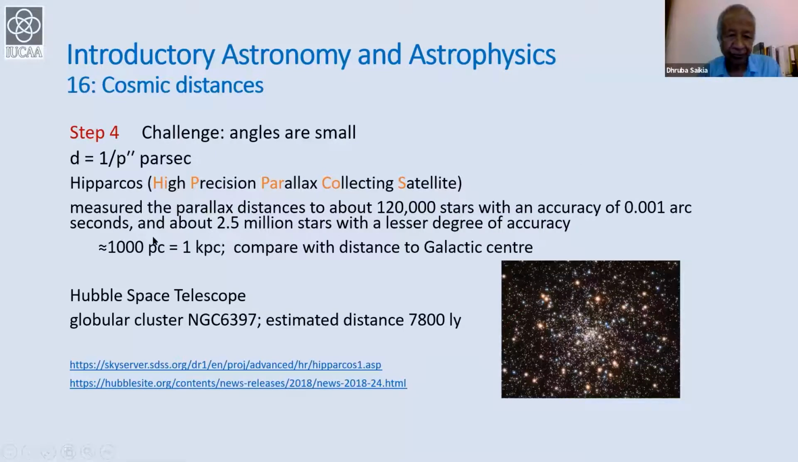So you can see that with satellite measurements and a dedicated mission, Hipparcos, we have pushed the distance measurements by triangulation to a very large number of stars, to greater distances than was possible earlier. They measured another 2.5 million stars, but with a lesser degree of accuracy than 1 milli-arcsecond. Hubble Space Telescope, as I just mentioned, for a particular globular cluster, extended the measurements to even larger distances.